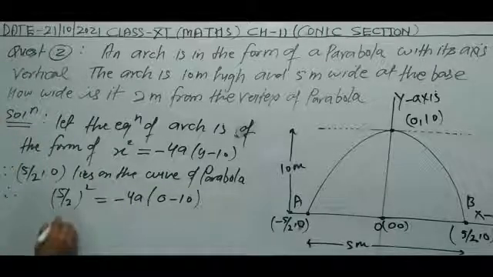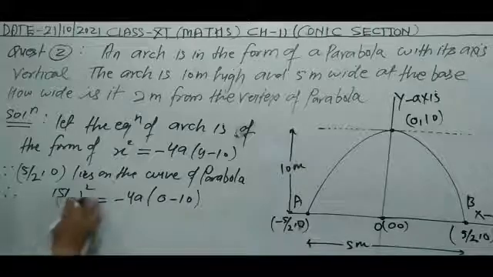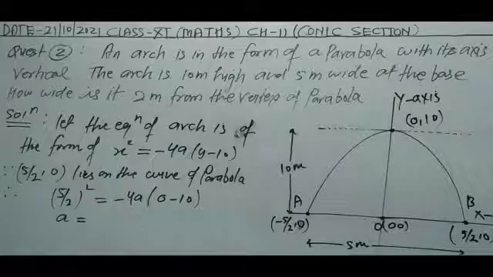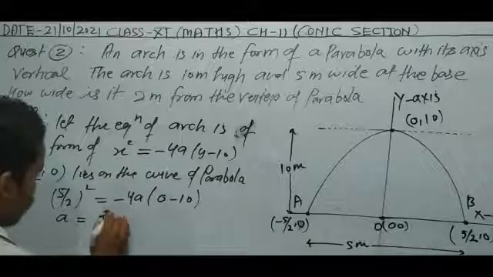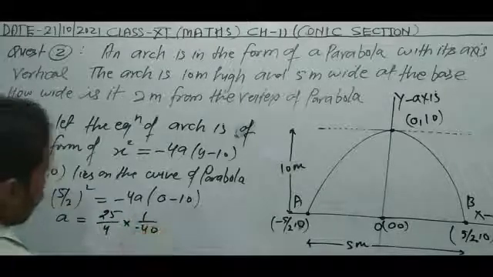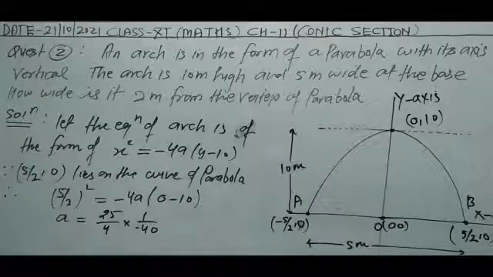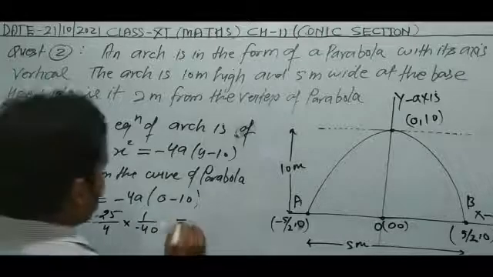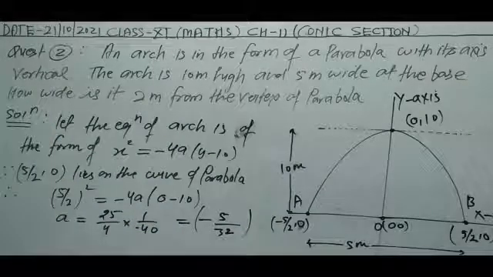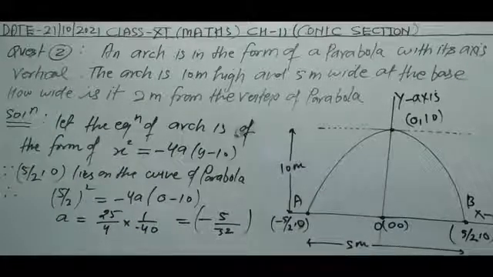Now you can solve easily. The calculation will be 25 by 4 divided by 40 with a negative sign. So what will be the result? The result will be 25 by 4 into minus 1 by 40. And now 5 8s are 40, so the result will be 5 by 32 with a negative sign. So the calculation will be minus 5 by 32. This is the value of a.